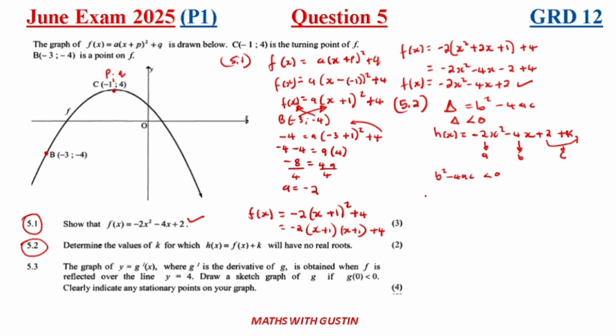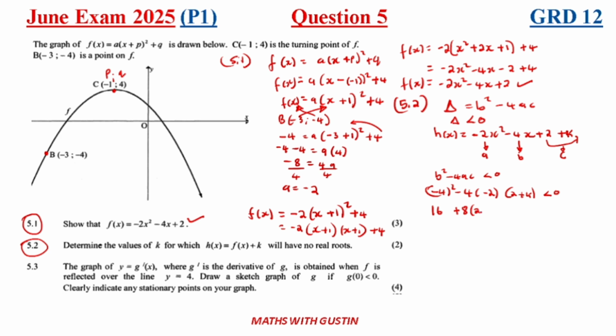So what is b? b is negative 4, all squared, minus 4, a is negative 2, c is 2 plus k in this case, which is less than 0. So what we need to do now is just simplify this. Negative 4 squared is going to be 16. Negative 4 times negative 2 will give us positive 8.